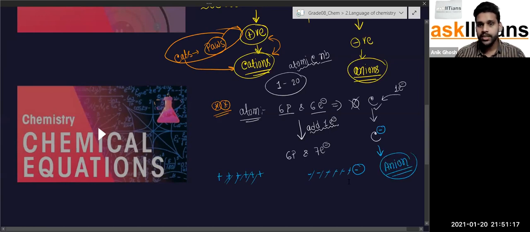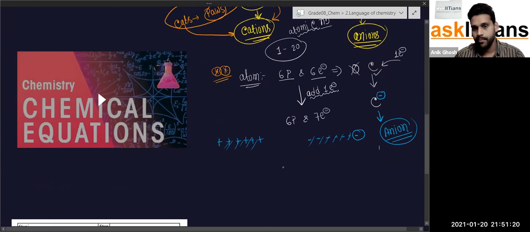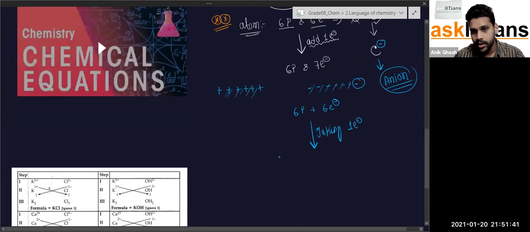Now, similarly, if I take out 1 electron from this, if I write it again, 6 protons, I have 6 electrons with that, and I am taking out 1 electron. So what is the thing I'm going to get from here? I have now 6 protons plus 5 electrons, isn't it? Now draw it again. 6 protons: 1, 2, 3, 4, 5, 6. And 5 electrons: 1, 2, 3, 4, 5.